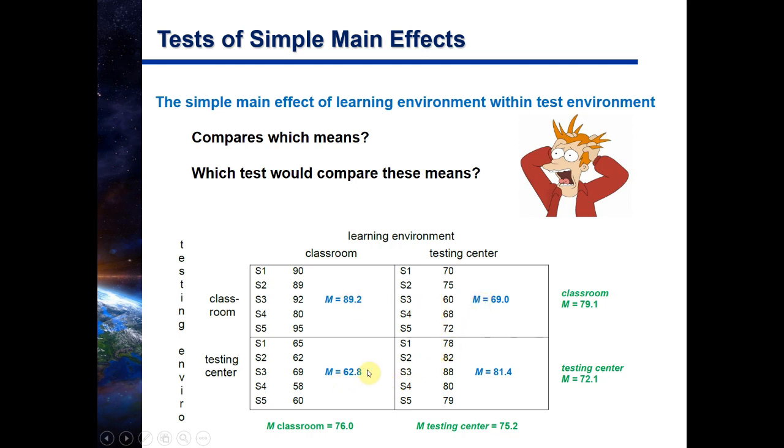But then now you have to look at these two means. This is also comparing the two means of learning environment, but now it's separate or within the testing center condition. So again, two means, same people in each group. That would be a dependent t-test.